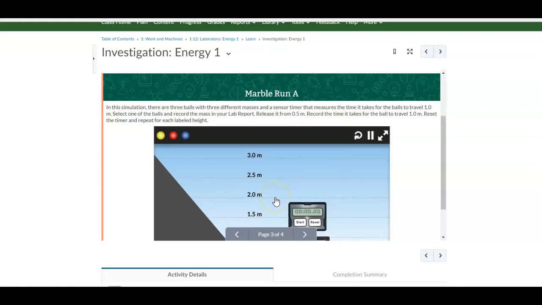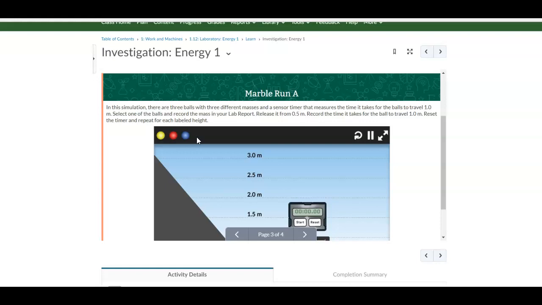So in this simulation, there are 3 balls with 3 different masses. So that means these 3 weigh different amounts. This is 1 kilogram. I won't hover over it, so we'll get back to that one. But maybe there it is below. It kind of pops up in a tricky place. You'll see it pop up. So what we're doing is you have 3 balls that are different masses and a sensor timer that measures the time it takes for the ball to travel 1.0 meters, so just 1 meter.